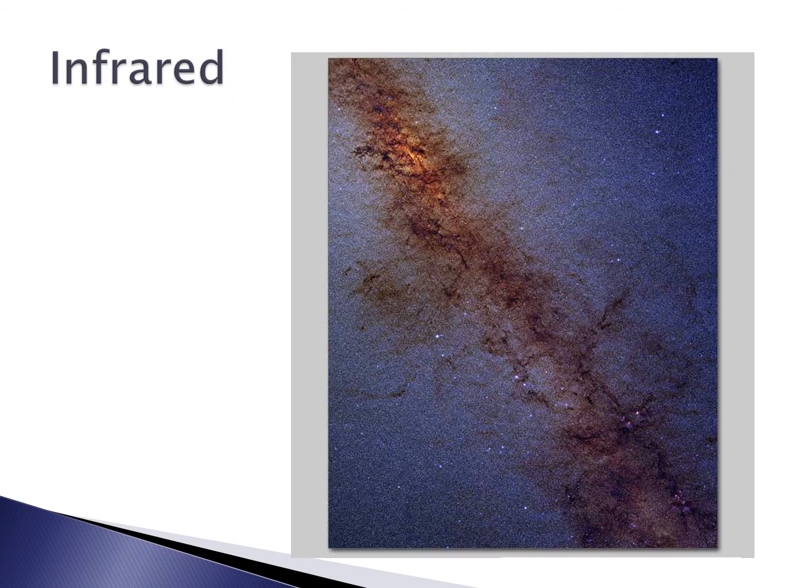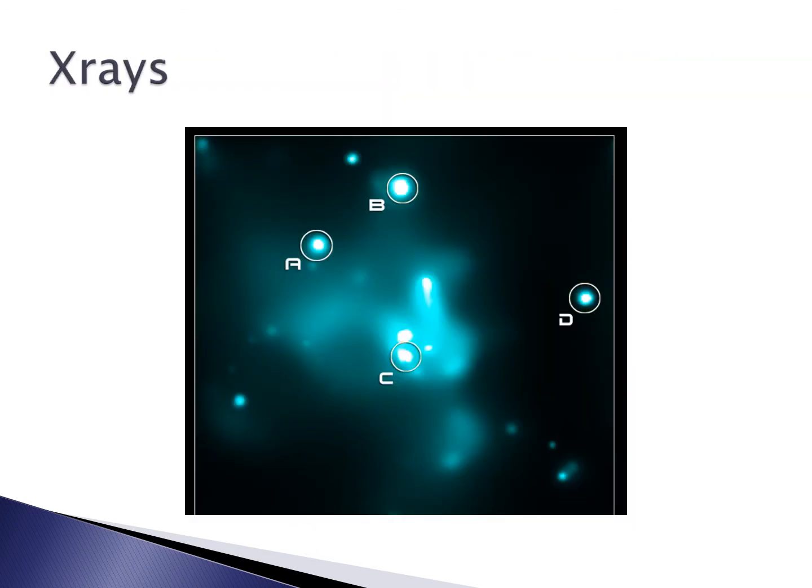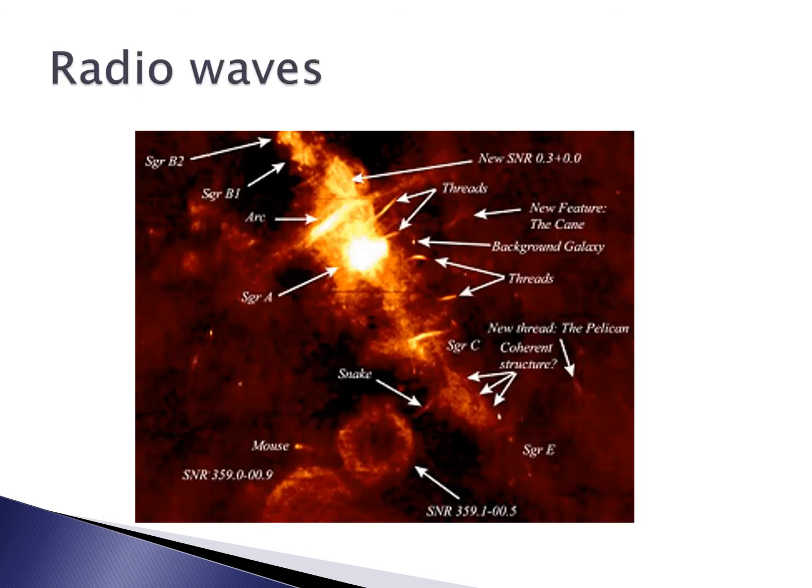So for example, here's an infrared picture looking towards the center of the galaxy, and you can see that it looks like there's some interesting stuff going on. Here is the center of the galaxy seen in X-rays, and you're really starting to get a hint that something's going on there. Here's the center of the galaxy seen in radio waves, and you can see that there's definitely an area of high energy at the center of our galaxy. And so what's going on? Where is all that energy coming from in the center of the galaxy?